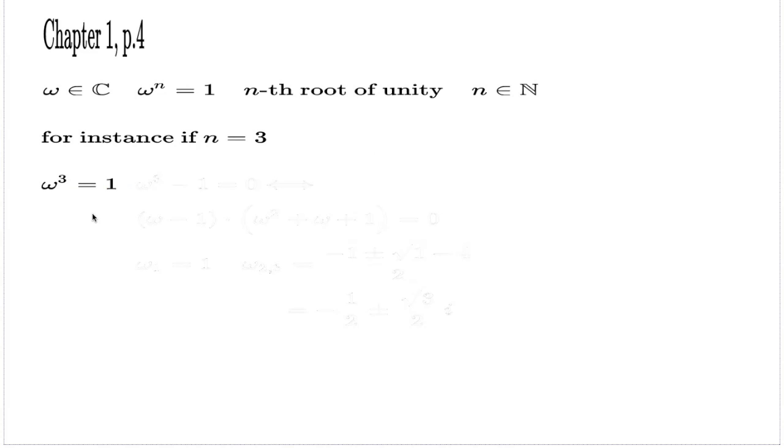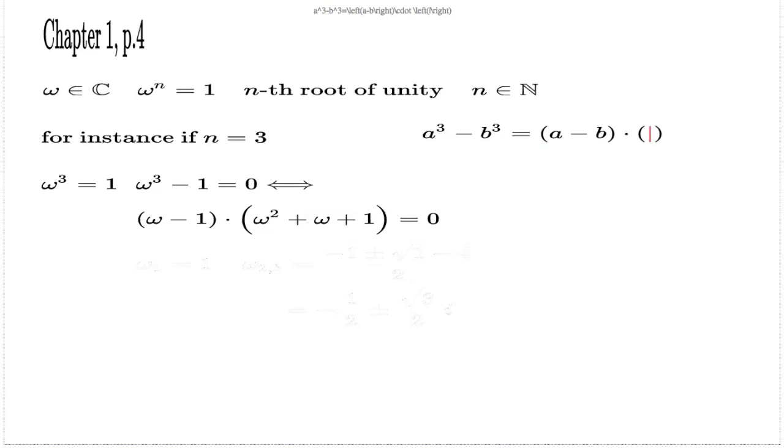So you take the equation w to the cube equal 1, you put it in the canonical form with 0 on the right hand side, and you realize that your expression factorizes like this. Of course, at this stage we use the well-known factorization identity, a squared plus ab plus b squared. This one.